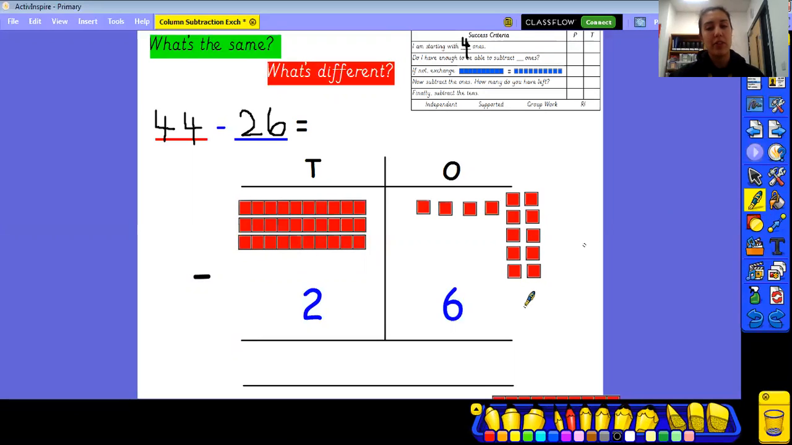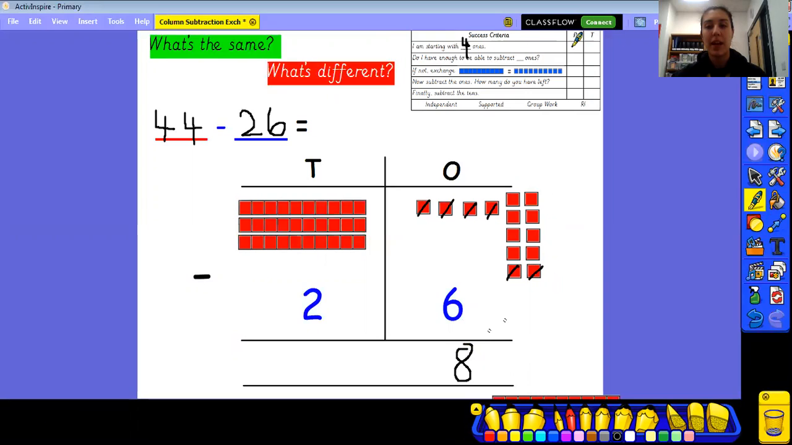So now do I have enough to be able to take away 6? That's right, I do. So let's subtract 6. So now I've got 10 and 4 together. I've got 14 ones. So now let's take away those 6. 1, 2, 3, 4, 5, 6. What does that leave me with? How many ones do I have left? That's right, I've got 8 ones left.